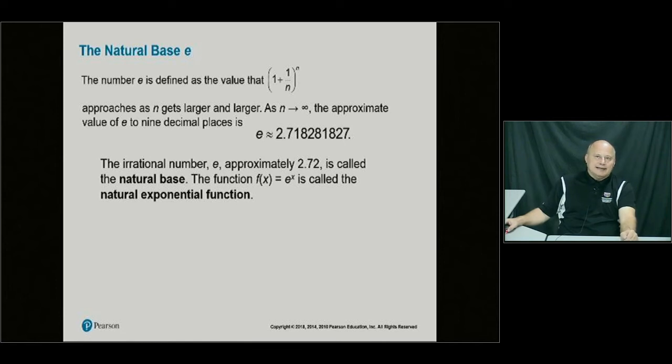It's called the natural base. The function f of x equals e to the x is called the natural exponential function. Now remember, an exponential function is f of x equals b to the x power. As long as b is greater than 0 and not equal to 1, you can make any number the base. Well, e fits that description. 2.72 is not equal to 1, and it's greater than 0. But we call it the natural exponential function because e is the natural base.